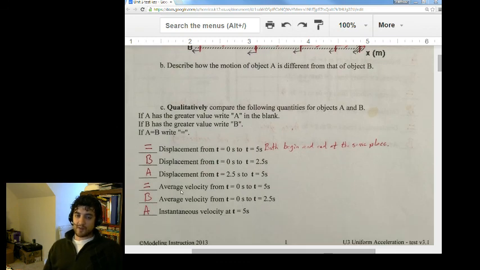We can work the velocity from two different angles. Either we can simply refer back to the displacements, because average velocity can be thought of as simply displacement divided by time. So from 0 to 5 seconds, their displacement was equal, and their amount of time was most decidedly equal. So their average velocity was the exact same thing.